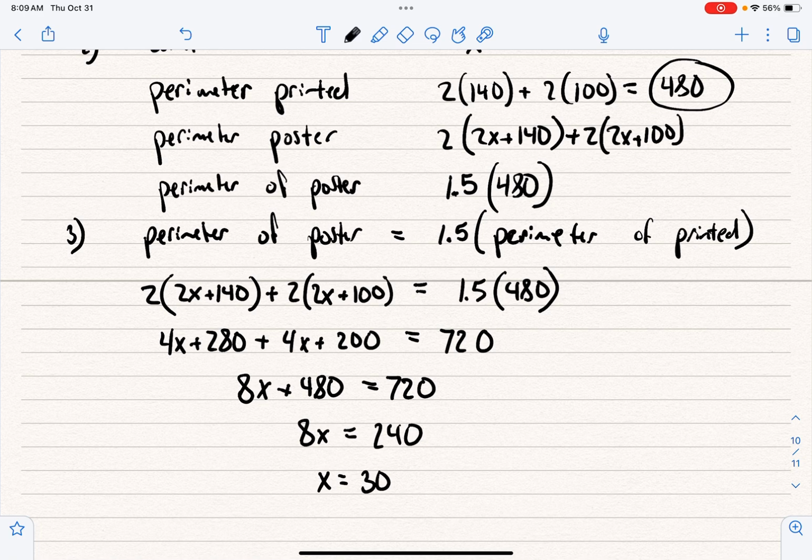Just want to double check that seems right. That seems a little bit big. I'm surprised. That seems bigger than I would have expected. But it looks like all the math is right. So we're saying that the uniform blank strip is 30 centimeters wide.